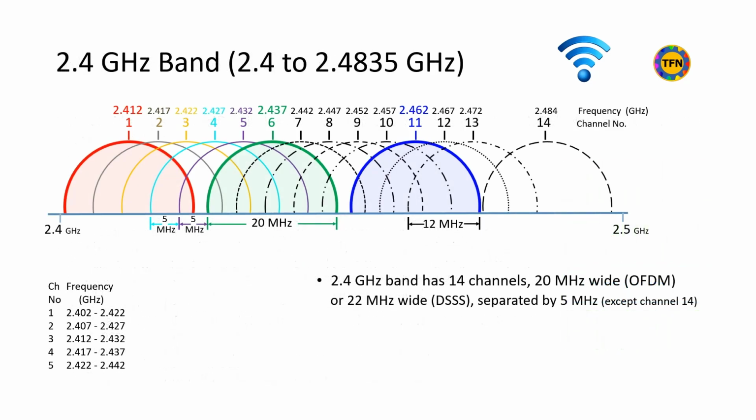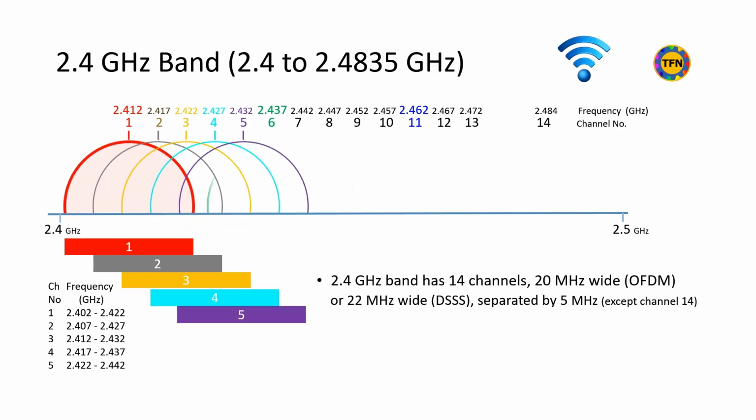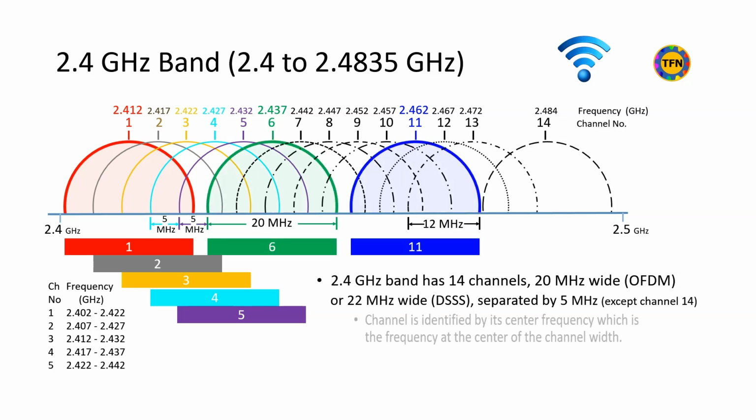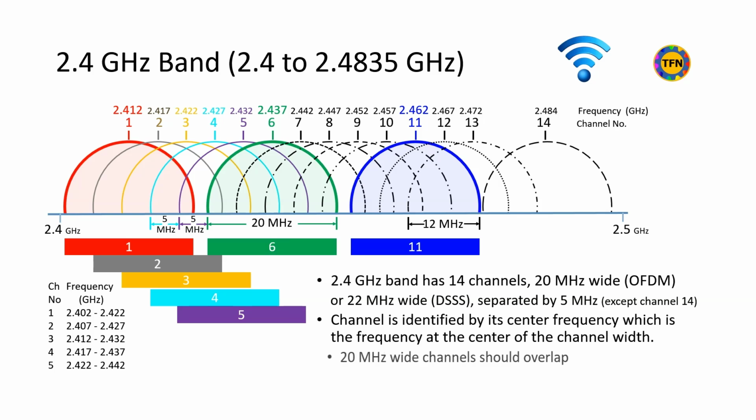The 2.4 GHz band has 14 channels, 20 MHz or 22 MHz wide depending on the modulation used. They are separated by 5 MHz, except channel 14. A channel is identified by its center frequency, which is the center of the channel width. With 14 channels sharing the available 83.5 MHz bandwidth, they need to overlap.